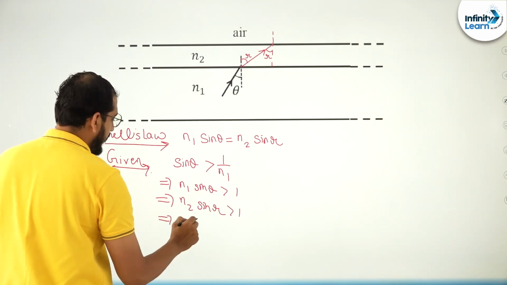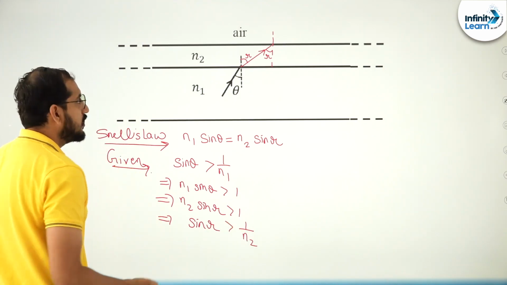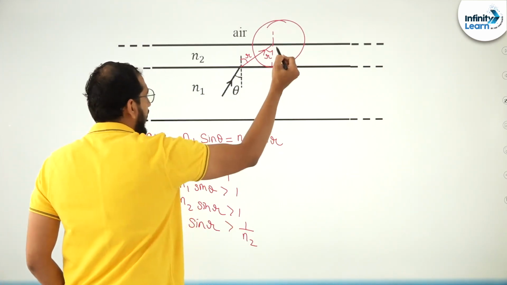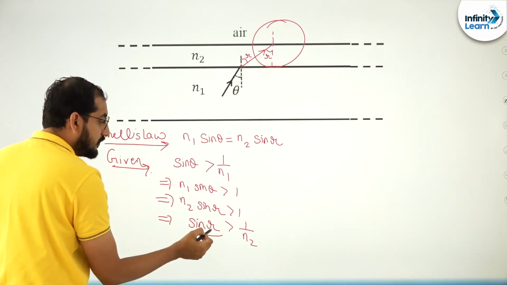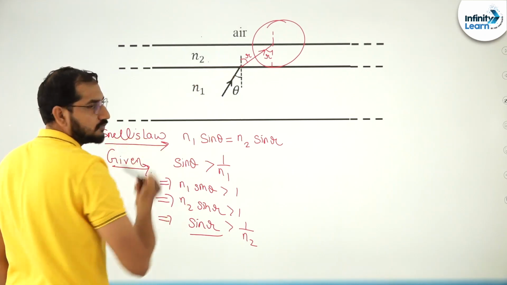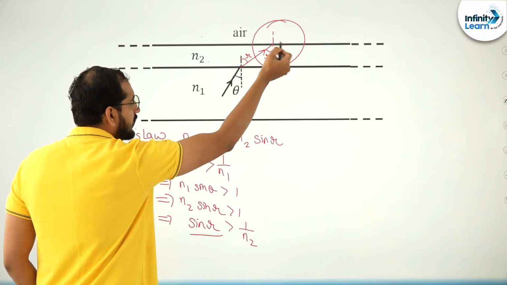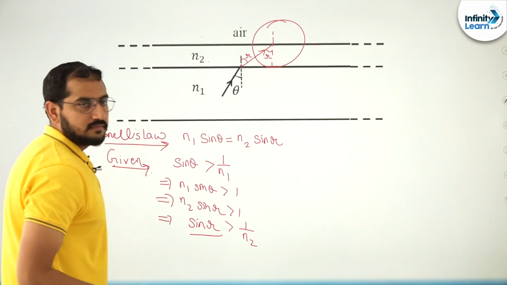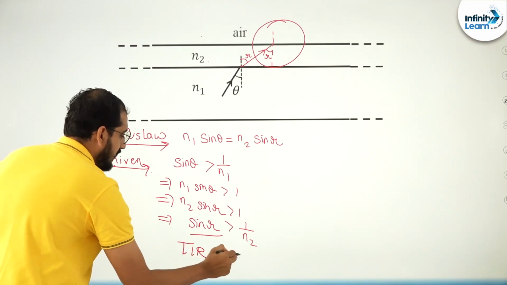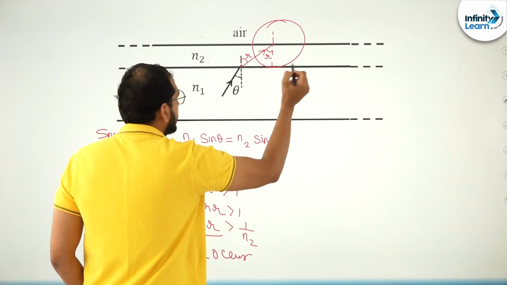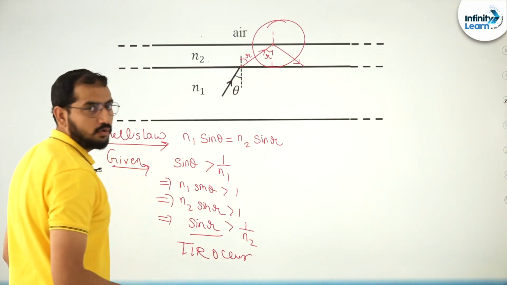So sine r will become slightly greater than this thing. Okay, now guys, focus on this part. At this position, it is given that this angle of incidence, which is sine r, is greater than 1 by n2. What does it mean? It means that this angle is more than the critical angle for this junction, so TIR is going to happen. TIR will occur, and then this ray will go back and hit over here.